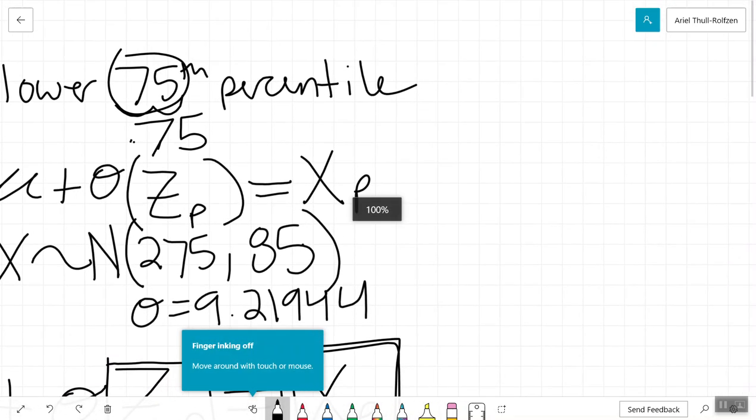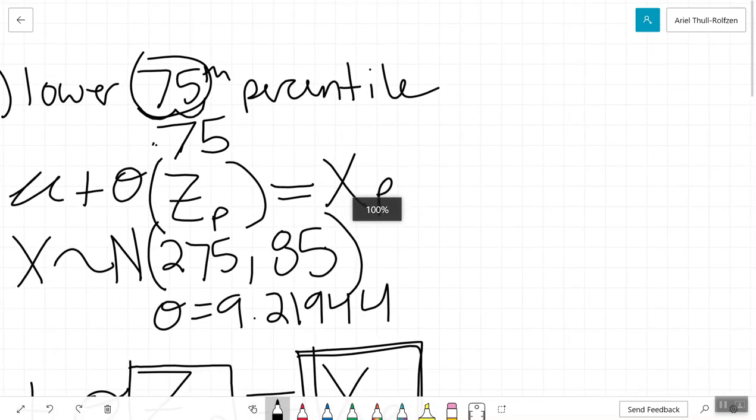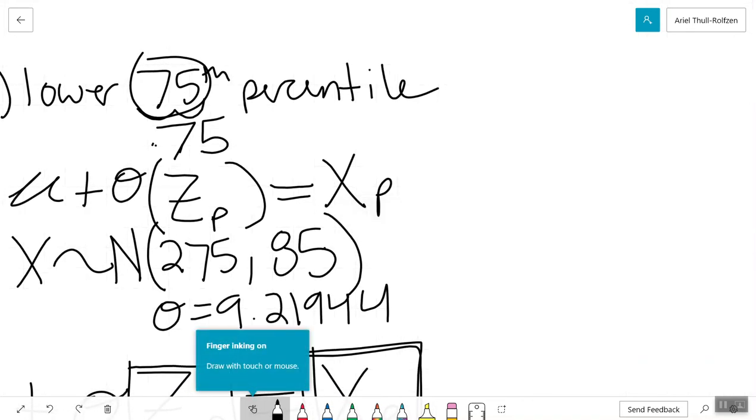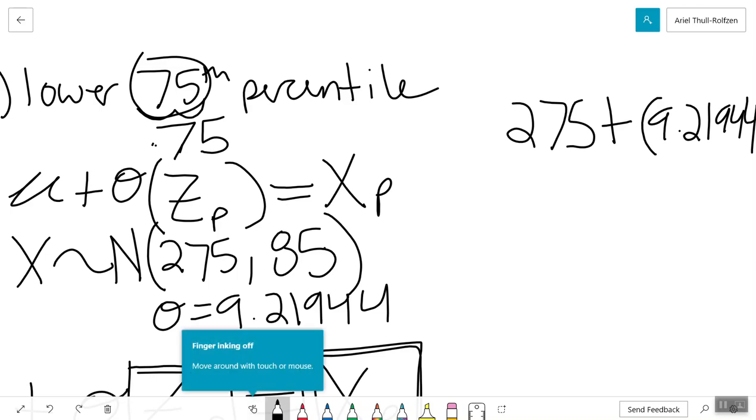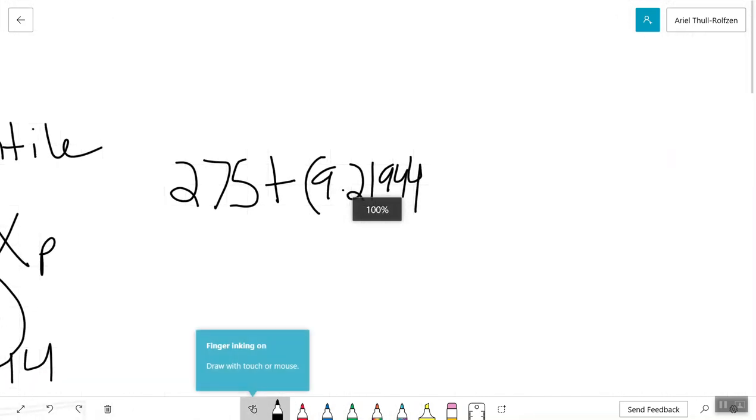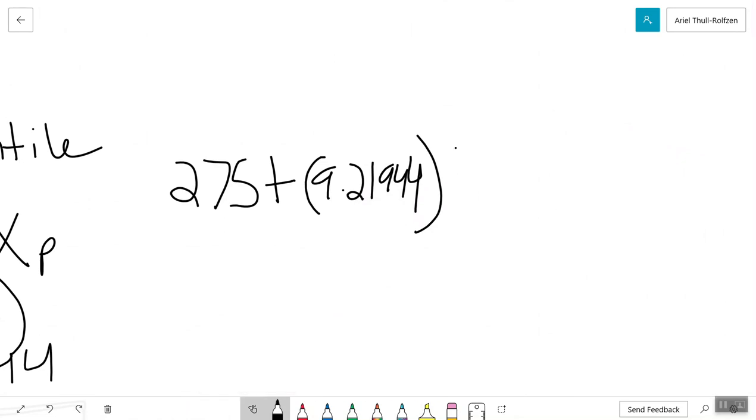So now we're going to come over here and we're going to plug those values into our equation. So our mean is 275 plus our sigma, 9.21944, times our z sub p equals x sub p.